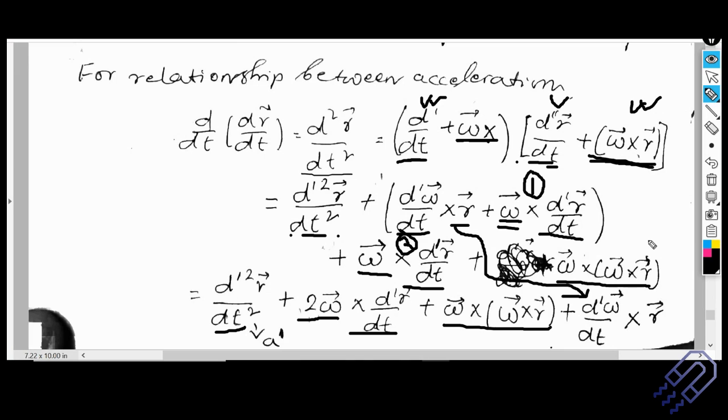So it's perfectly fine now. I think this is a very simple idea. We're just using the product rule of differentiation, so that we can actually differentiate it out and then find out the different terms.